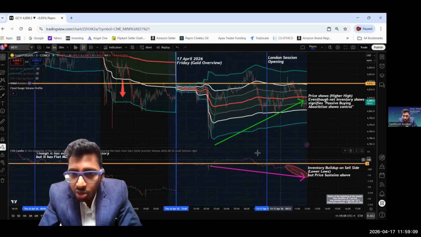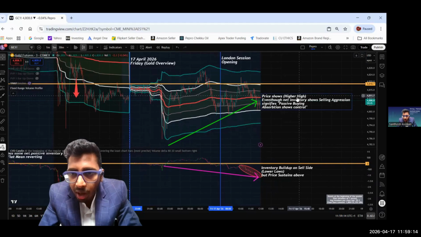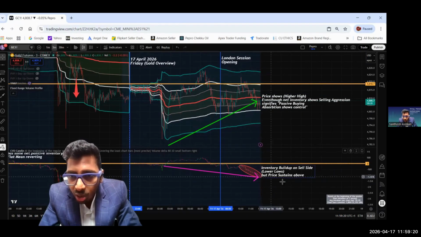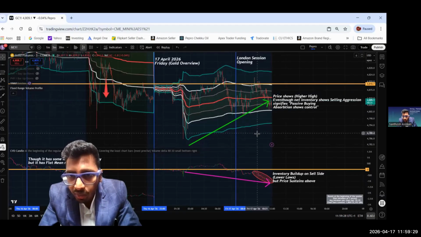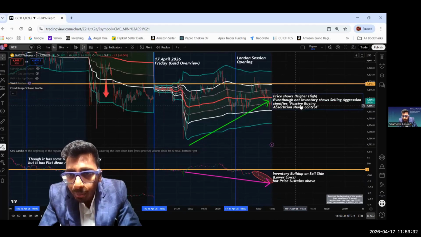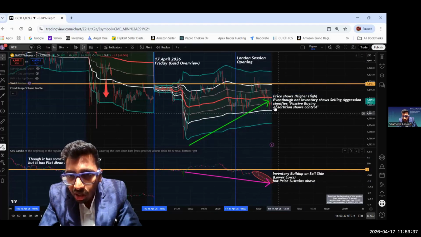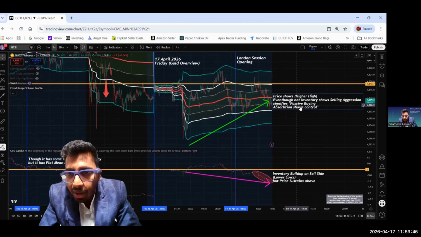But if I look at the inventory along with the price action, I can see prices showing some higher highs. Prices keep on inching higher, though the inventory is showing lower lows, which means there is some selling aggression in the inventory, but the price is not pushing towards the lower level. It signifies that passive buying absorption is in control and absorbing these aggressive sell orders just below the VWAP level. So it signifies that sellers are getting trapped by passive buyers.